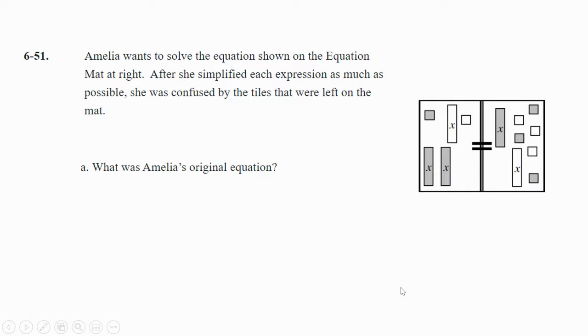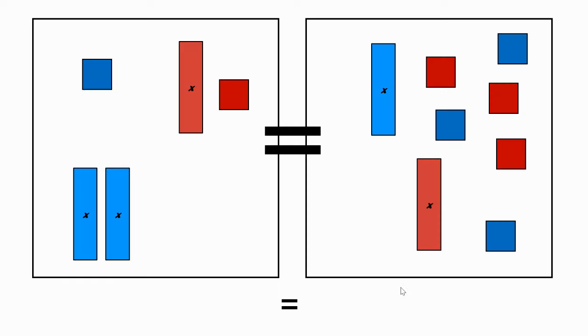Okay, so I have laid out the tiles from the equation mat for problem 6-51 right here. Remember, blue is positive and red is negative. So on the left side, I have 2x plus negative x plus 1 plus negative 1 is equal to, on the right, x plus negative x plus 3 plus negative 3.